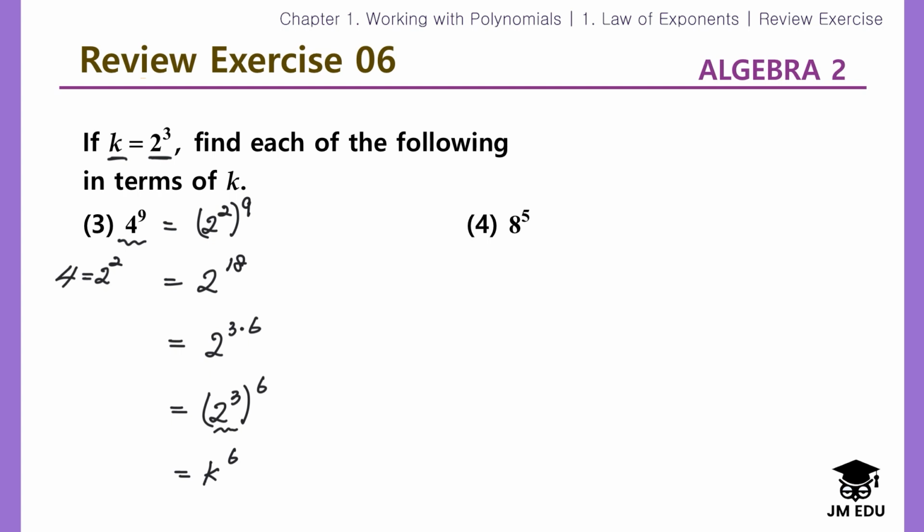Right? Number 4, we have 8. 8 is equal to 2 times 2 times 2, 2 cubed, right? So that's 2 cubed to the power of 5. We have 2 cubed already here, which is k. So that's just k to the power of 5.